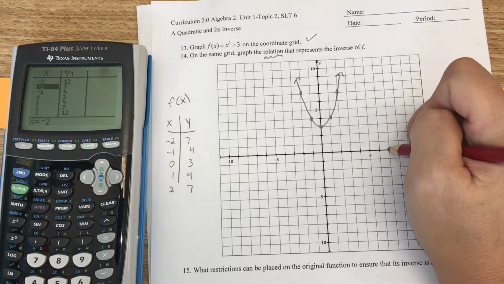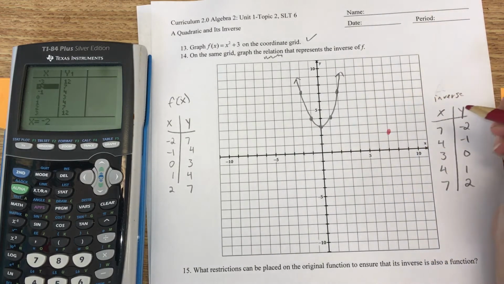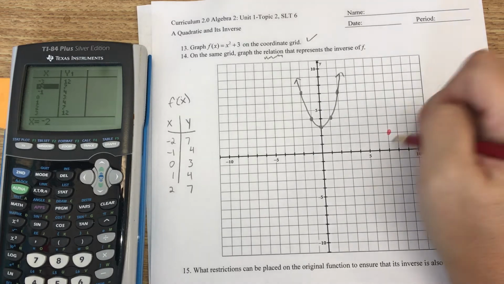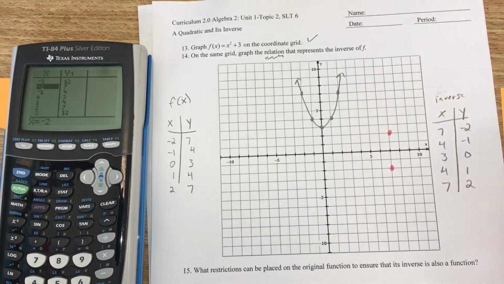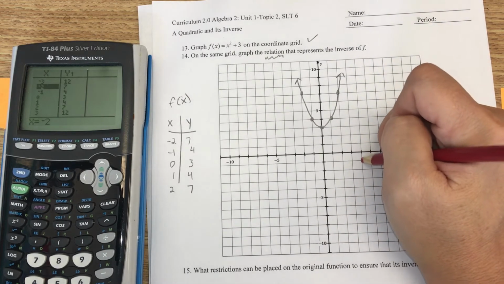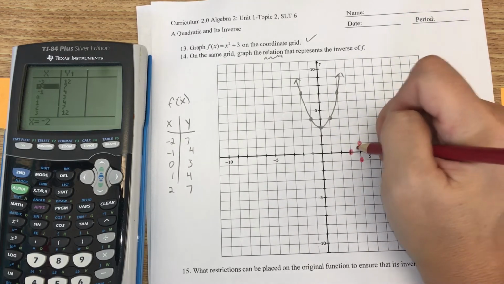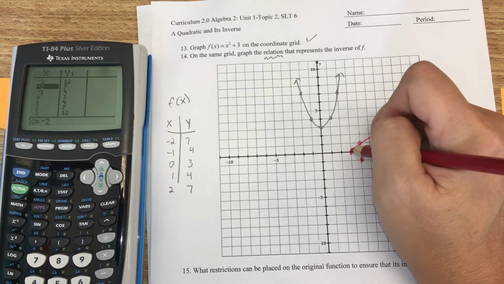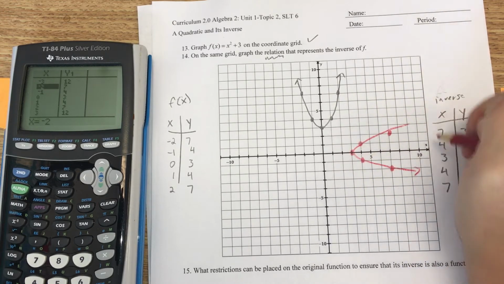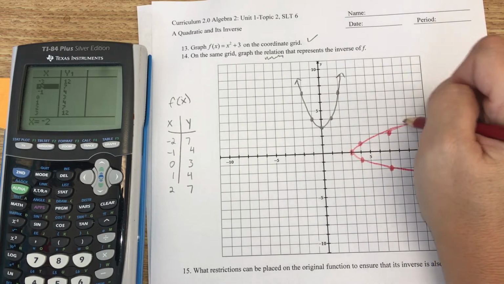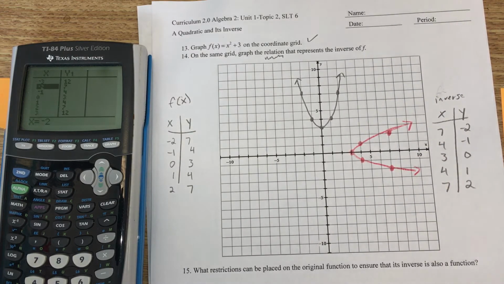So I've got 7, 2. Oh, whoops. Well, that was that one. So 7, -2 is down here. And then I got 4, -1, 3, 0, 4, 1, and then I don't know why I always miss one. Oh well, not a big deal. Make the point bigger. All right, so there's our inverse relation.